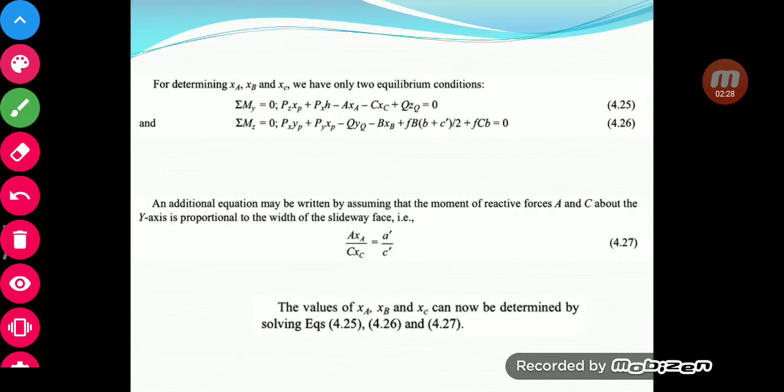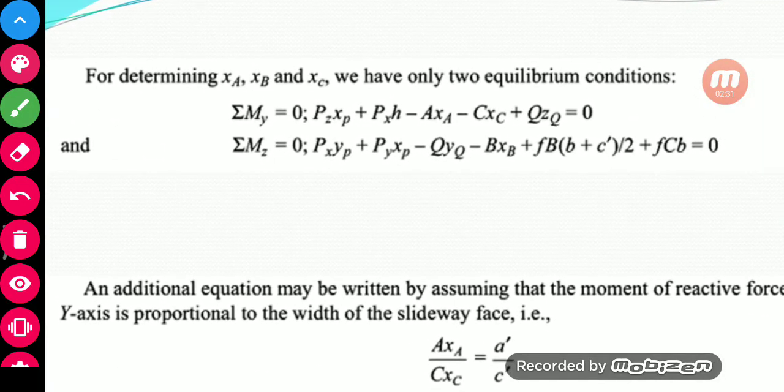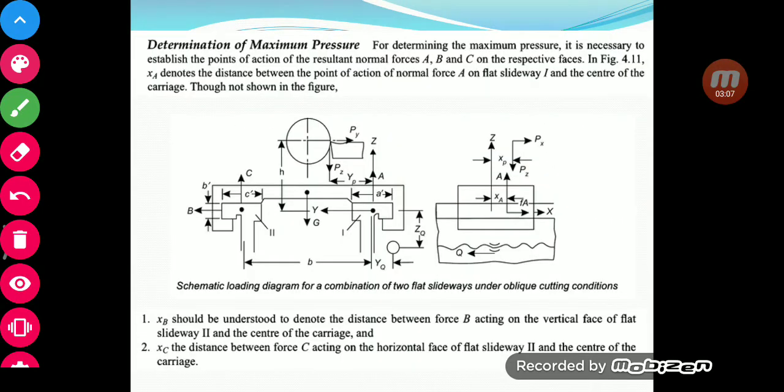So to understand this, we have already taken moment about the x-axis and utilized it to find out these directions A, B, C. So we will try to see the moments about the y-axis and obviously about the z-axis. Okay, so let us see moment about the y-axis first. The moment about the y-axis consists of various forces given here: Pz, Px, A, C and Q. Okay, so we would like to see them in the diagram which we have drawn here.